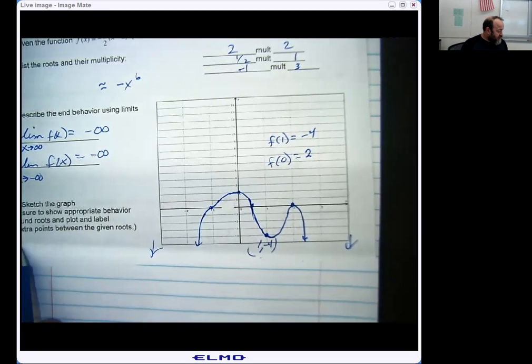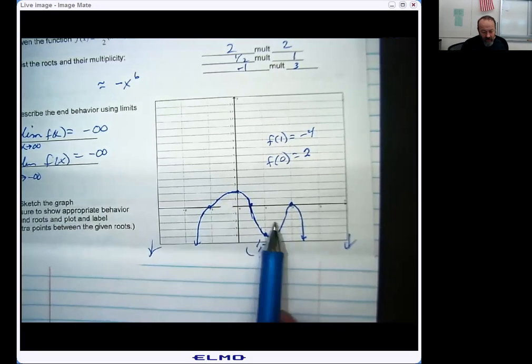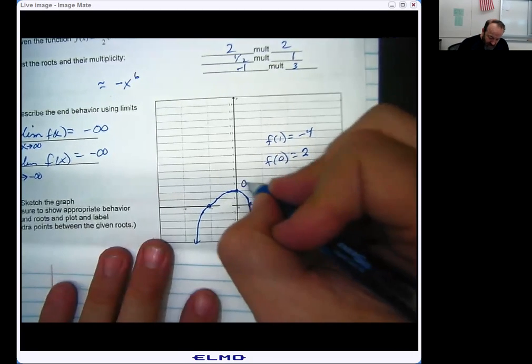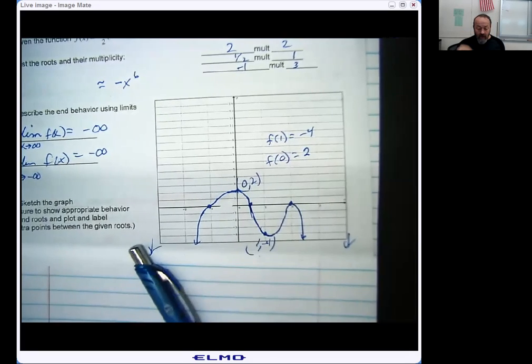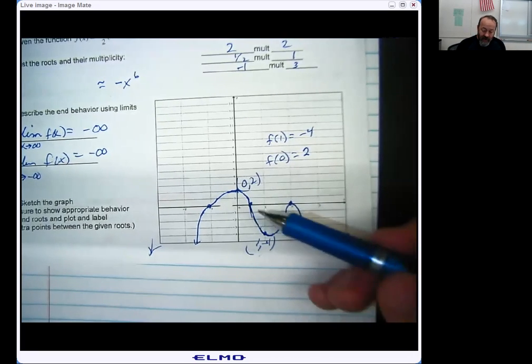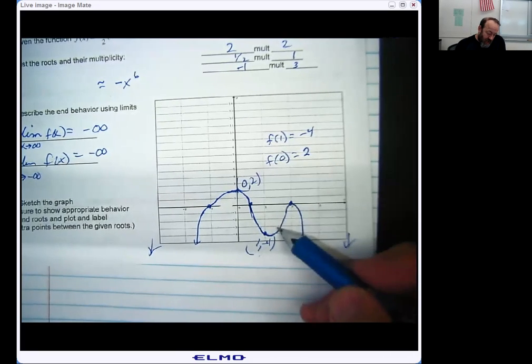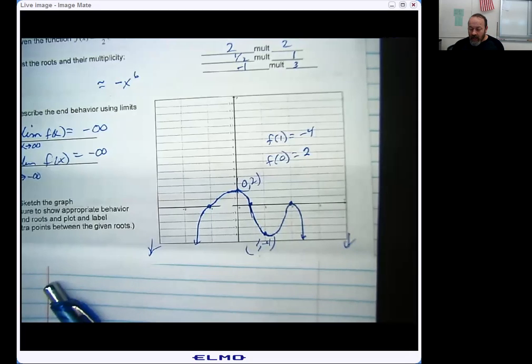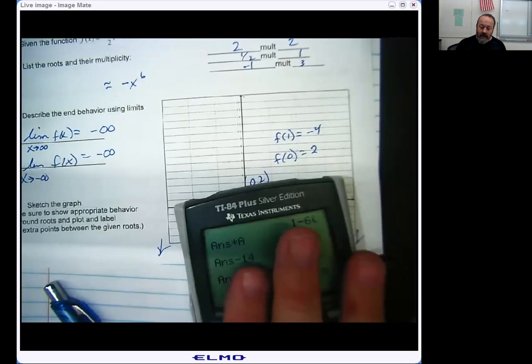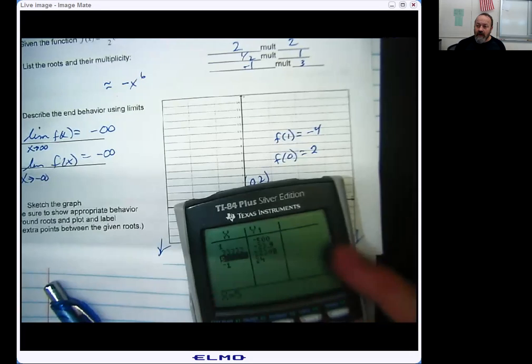Now, it actually says to find 2 extra roots in between those. But I just got 2 points, and I think that's going to be sufficient for this particular video. If I wanted to plug in -1/2, that might be nice. If I plugged in 1.5, that might be nice as well. Again, I could plug those into my calculator and then go to the table feature and come up with some nice easy values.